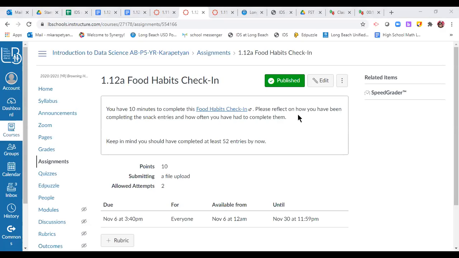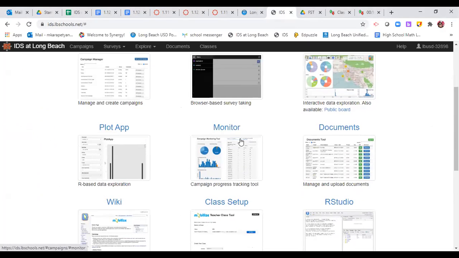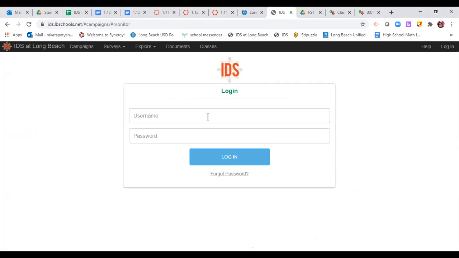Please reflect on how you have been completing the snack entries and how often you have had to complete them. Keep in mind you should have completed at least 52 entries by now. You can use your IDS dashboard or your IDS homepage. If you click on monitor, remember, that's how we checked on how many we had done so far. You can see how many entries you've done so far and compare it. It's asking me to log in, but you can pretty much see that through monitor.